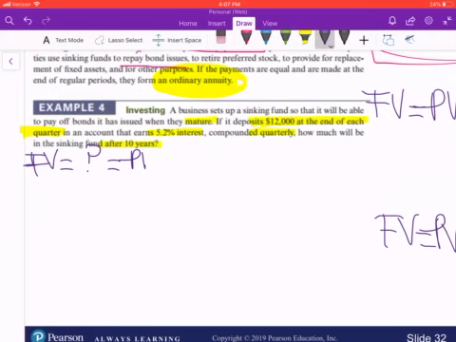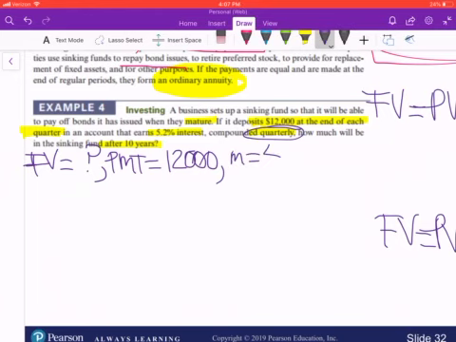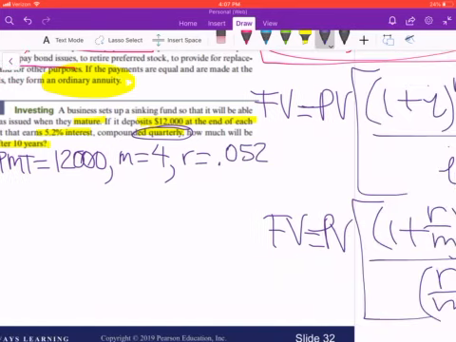The payments will be $12,000. And since we're talking about the end of each quarter, and it also says compounded quarterly, we know that m is 4, the number of compounding periods. The rate is 5.2%, so it's 0.052. And for the time, we will use 10 for 10 years.